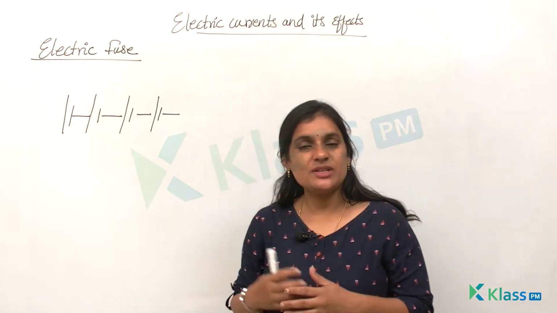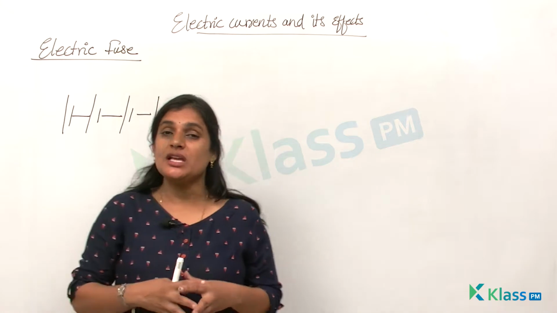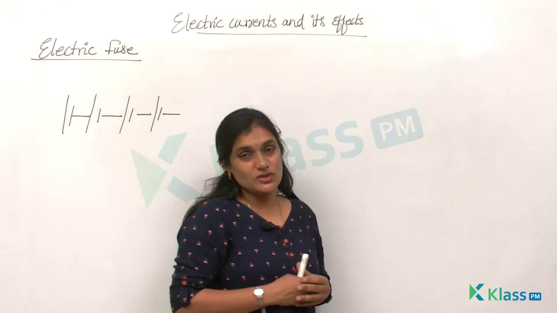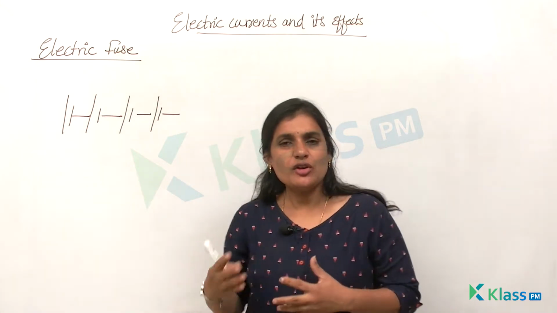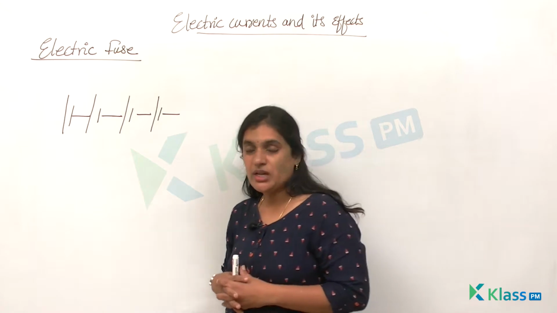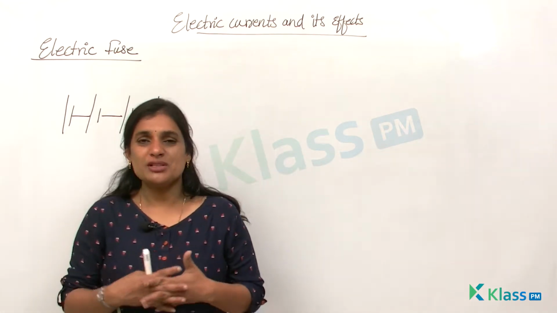Welcome to class. In the previous class we studied the heating effect of electric current. We have also seen how heat is produced during the flow of electricity, right? We also saw that large amounts of electricity passed through a wire can break the circuit. Let us understand how a circuit can break.